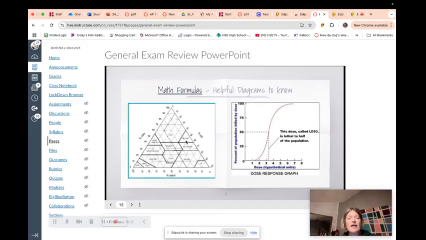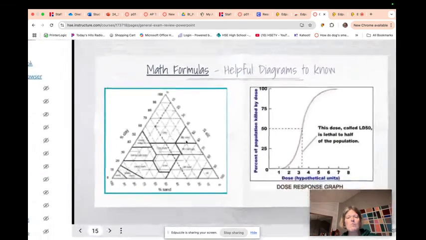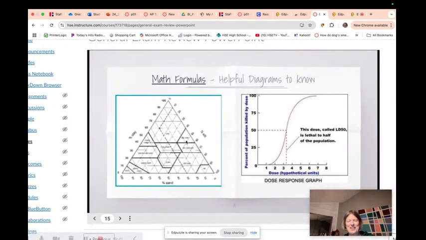I can't really read that, a clay loam or a clay silt. I can't really read that, but it's going to be in this area right here. Okay, so make sure that you can use the soil triangle.